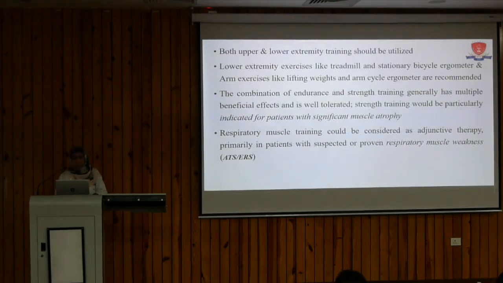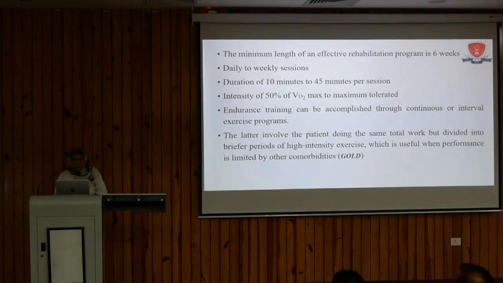Both upper and lower limb training should be utilized. Lower extremity exercises like the treadmill and stationary bicycle ergometer, and upper limb exercises like lifting weights and the arm cycle ergometer are recommended. Endurance and strengthening training generally have multiple beneficial effects and are well tolerated. Strength training is particularly indicated for patients with significant muscle atrophy. Respiratory muscle training could be considered as adjunctive therapy, primarily in patients with suspected or proven respiratory muscle weakness.